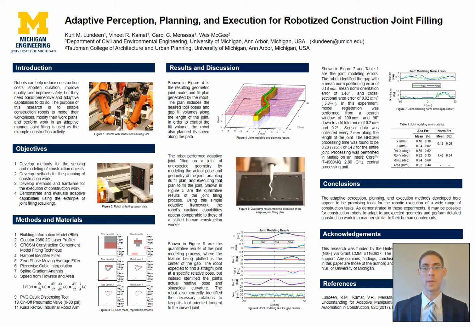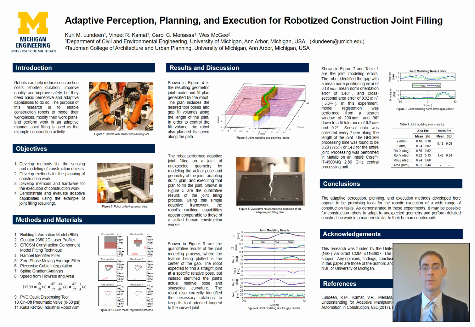We use joint filling as our example construction activity to help evaluate and demonstrate our methods. The objectives of this research are to develop methods for the sensing and modeling of construction objects, to develop methods for adapting the robot's work plan to the geometry it encounters, to develop methods and hardware for the execution of work, and to demonstrate and evaluate such adaptive capabilities.